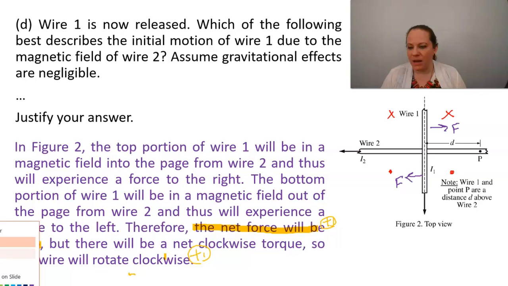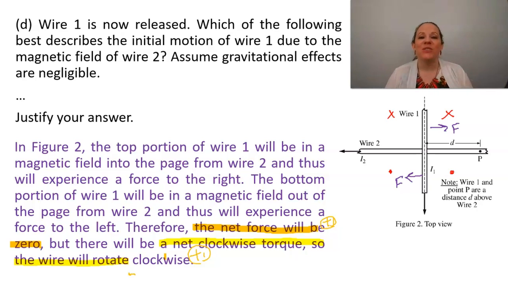And let me grab my highlighter one more time because it's just a little bit easier to work with. Net clockwise torque. I wanted this one yellow. Net clockwise torque, so the wire will rotate. That's going to earn you your second point.